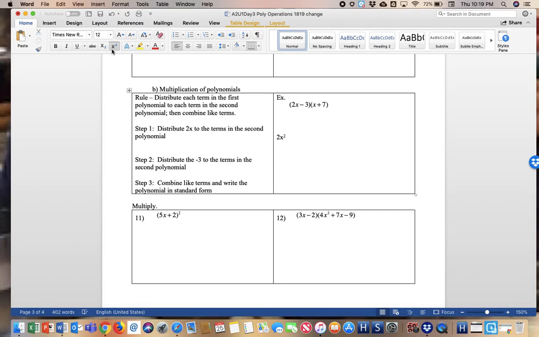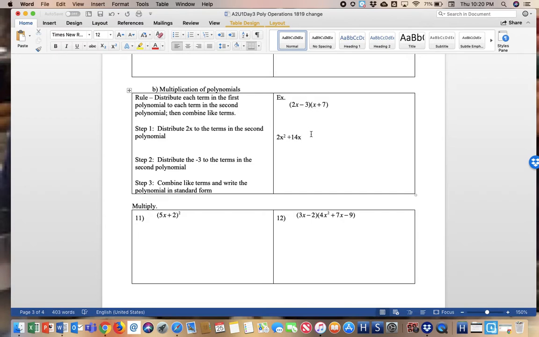Now, from here, we're going to go ahead and multiply 2x times positive 7. So 2 times 7 is going to give us 14. And then this x is x to the first. There's no other x value here, so that value is not going to change. Okay, so now we've completed step 1. So now step 2 is to distribute the negative 3. So now we're going to multiply the negative 3 times both terms in the second parentheses.